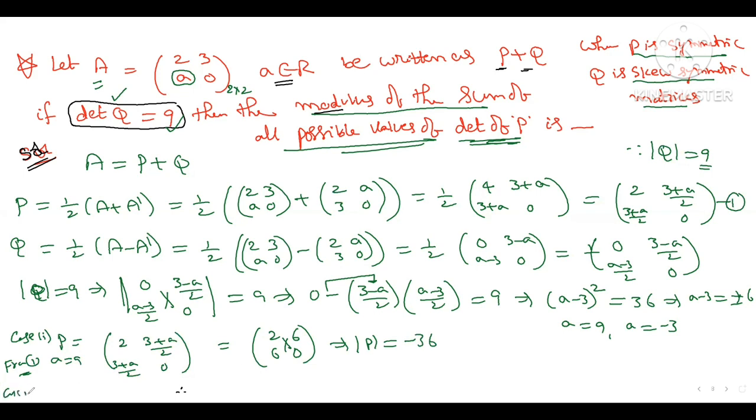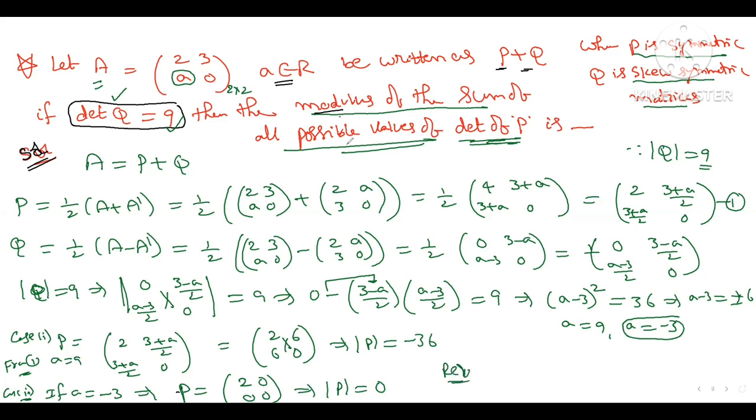Next, case 2, find out the P value. If A is equal to the second value, how much value have we got? Minus 3. A is equal to minus 3, then find out the P value. P value, how much value? 2, here A is minus 3 substituted, so 2, 0, 0, 0. So that P value, how much value here? 0.